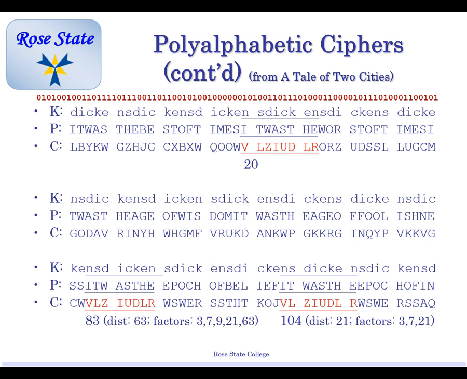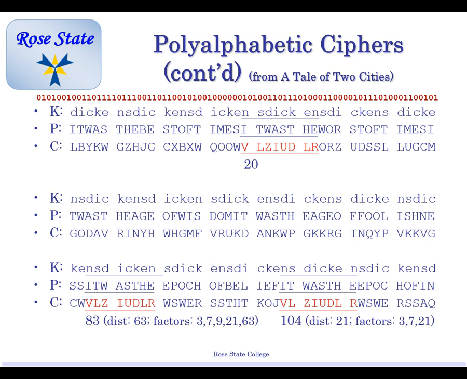The first one starts at position 20. Don't count spaces. When you do this for the assignment, there's spaces between them. Just remove all the spaces. So the first one starts at 20. The second one starts at 83. The difference between 20 and 83 is 63. The factors of 63 are 3, 7, 9, 21, and 63.